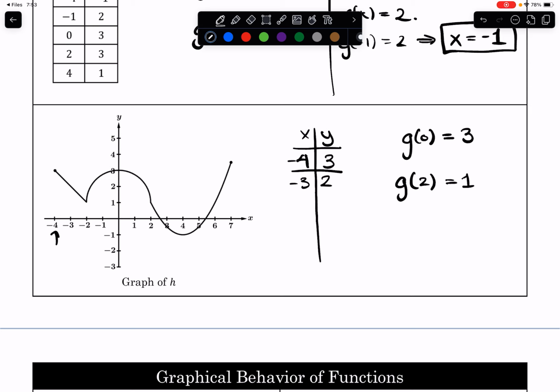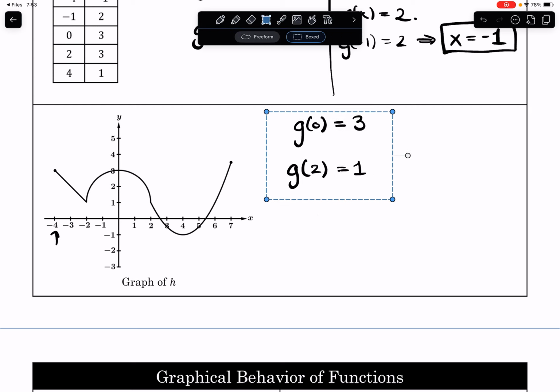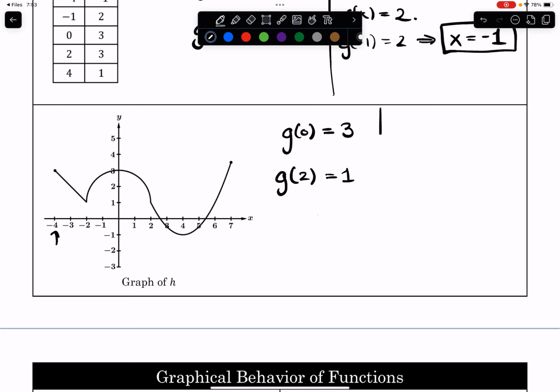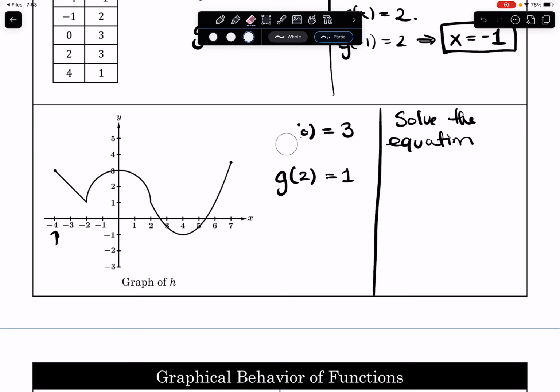Now I can also do this backwards. Let me move this over here. Let's say I want to solve the equation. Oh, this is not going to be g, this is h. I called it incorrectly. The name of this graph is h. So if I want to solve the equation, h of x is equal to -1.